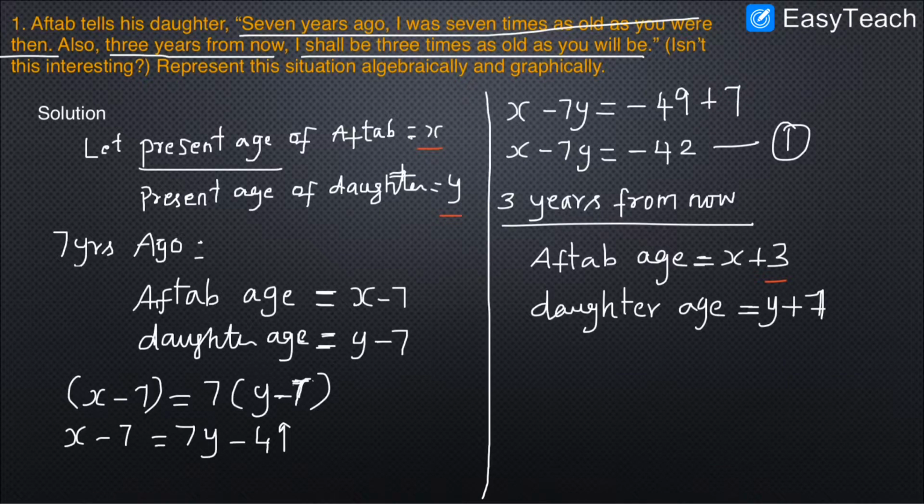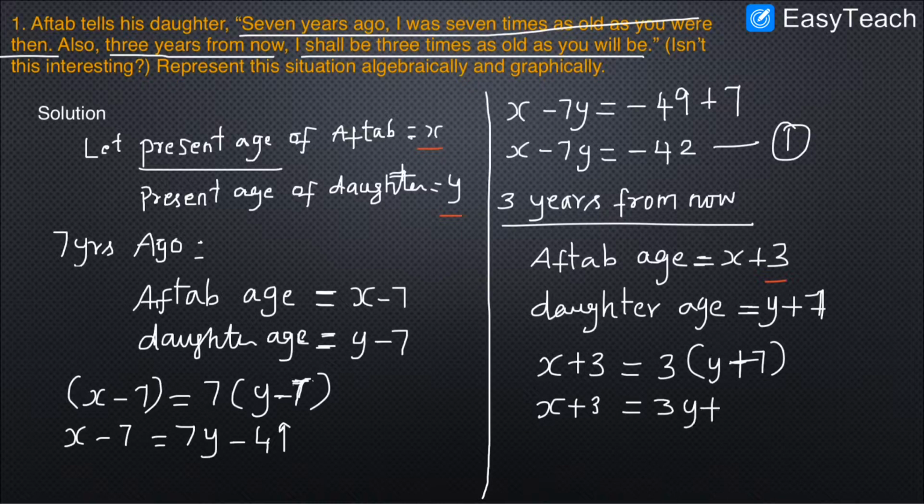So let me come back to the question. 3 years from now, I shall be 3 times as old as you will be. So which says 3 times. So I can write Aftab's age x plus 3 equals 3 times the daughter's age, which is y plus 7. I multiply inside, so 3y plus 21. I bring all the variables to one side and constants to the other side.